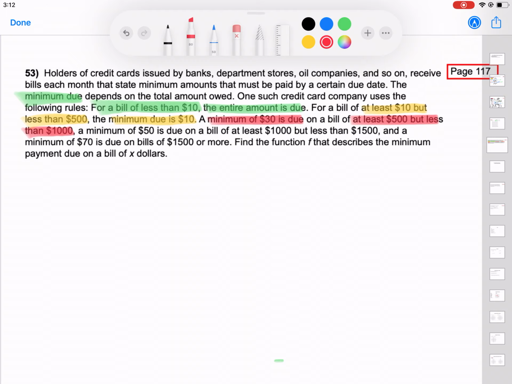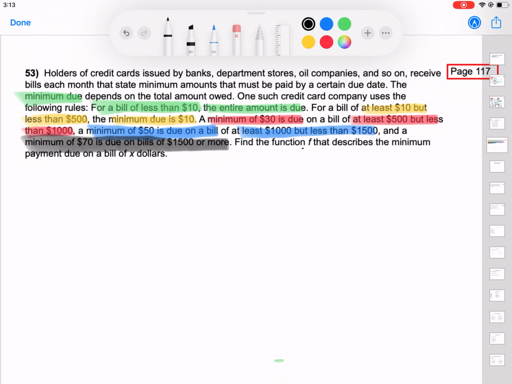And then we'll go to the next one. So, there it is, $50. The minimum of $50 is due if you have at least $1,000 and less than $1,500. And then last but not least, you've got your minimum amount due of $70 if it's $1,500 or more. Okay, seems really, really complicated.